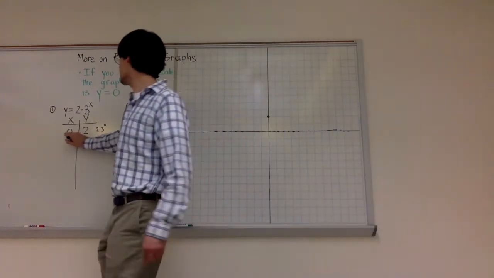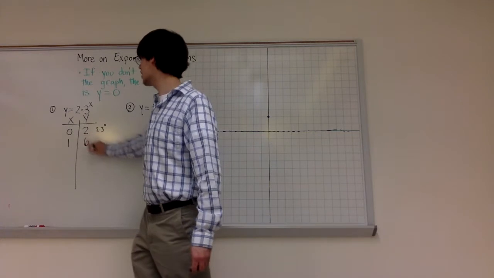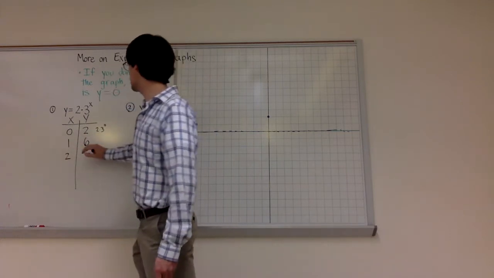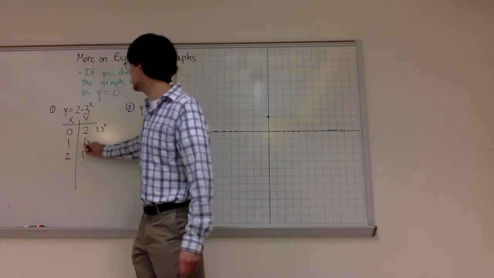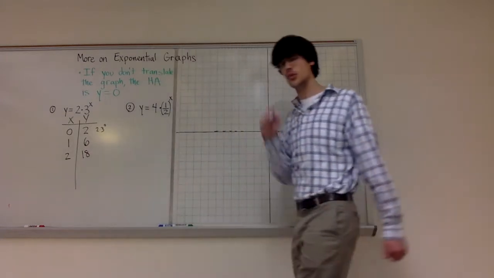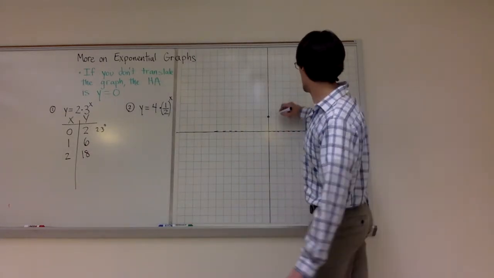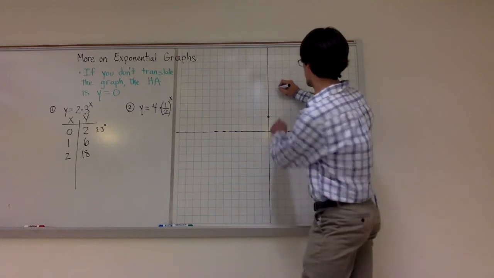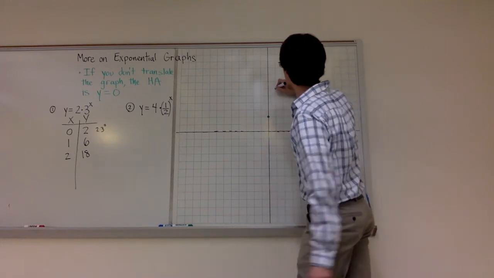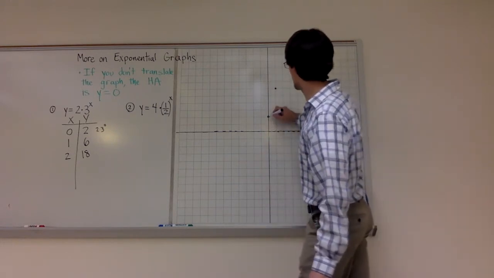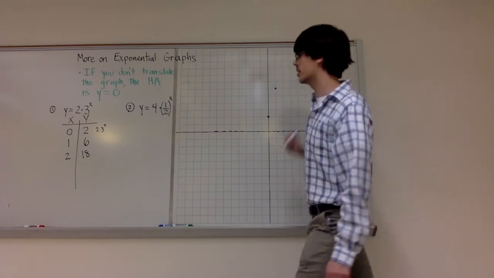I'm going to do a few points a little bit faster. If you plug in a 1, you'll get out a 6. If you plug in a 2, you will get out an 18. So we are already off the graph after just 2. I'm going to do 1, 6, that's 2, 3, 4, 5, 6. And 2 is already off the grid, so I'm not even going to worry about that. I'm just going to do an up arrow going this way.